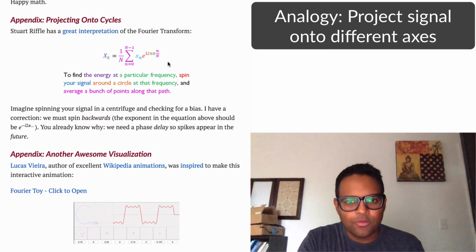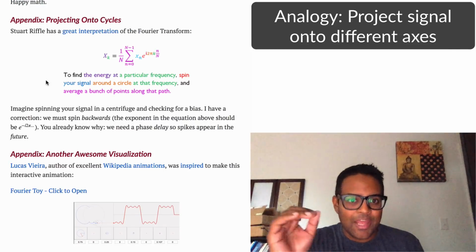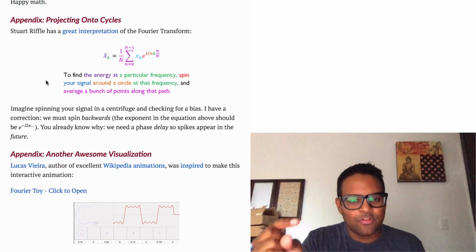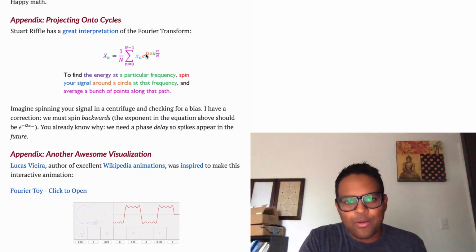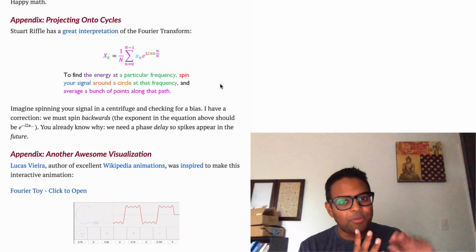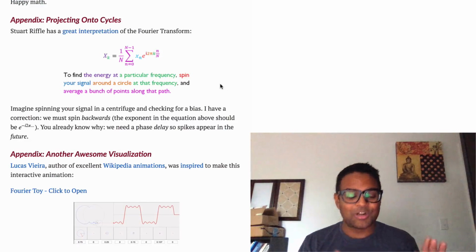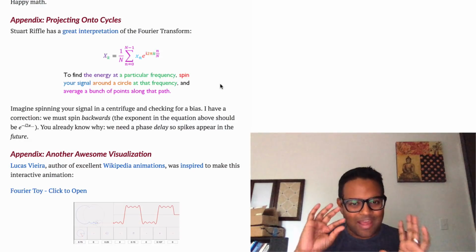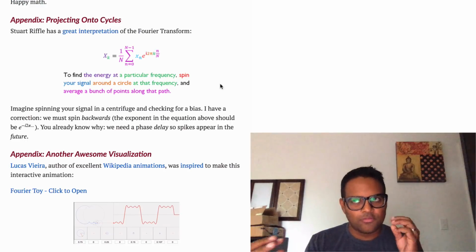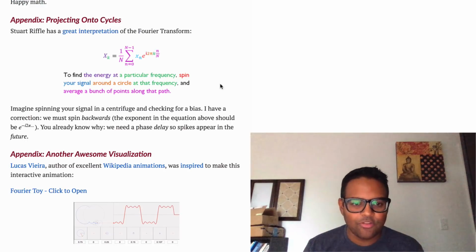One thing that people seem to miss is that I love this intuitive description here: to find the energy at a particular frequency, spin your signal around a signal at that frequency and average a bunch of points along that path, except you need to do it backwards, actually. The Fourier transform has a negative sign here because you need to remember that it's actually a delay that we want, right? Usain Bolt needs to be delayed if he's going to line up with me in the future. So you actually want to have that intuition there. But otherwise, it's very similar to a dot product of the function with these components.